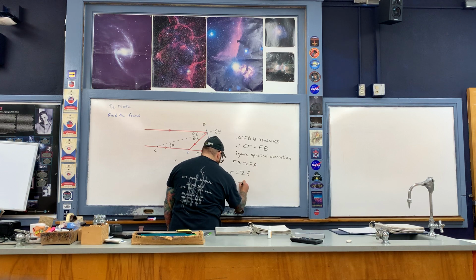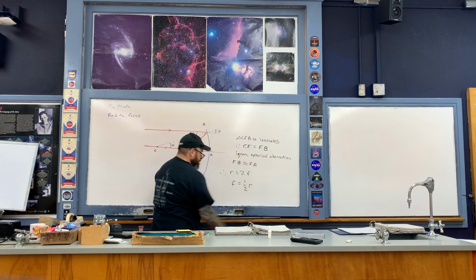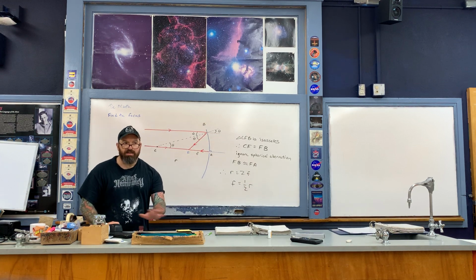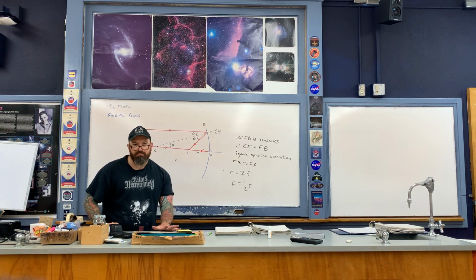So the focal length itself is just 1/2 the radius. Easy enough. That's the first part of the math, locating where the focus is. It's just 1/2 the radius of the sphere.